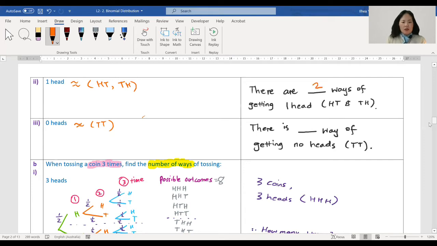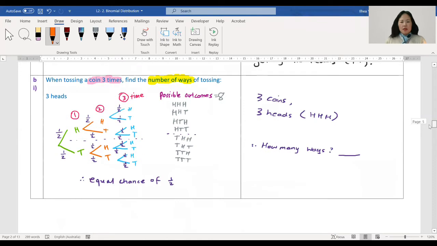Next one, 0 heads. That means both times you're going to get tails. That's only one way. So that was just finding how many ways.